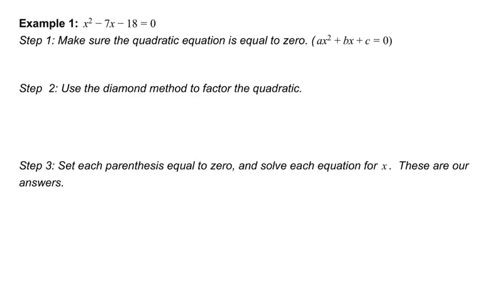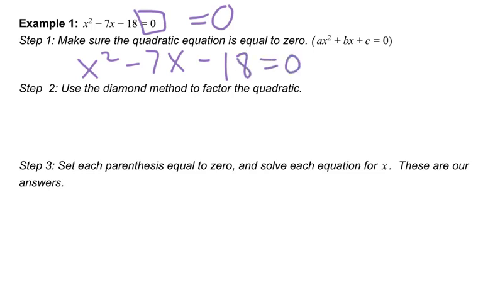Okay, example 1. We have x squared minus 7x minus 18 equals 0. The first step we always want to make sure that we do is make sure that the quadratic equation is equal to 0. I like to think of it as a surprised smiley face. It kind of looks like a smiley face that's surprised. But in this case, example 1, this is already happening, right? x squared minus 7x minus 18 already equals 0, but it won't always start like that, so we need to make sure we do that first.